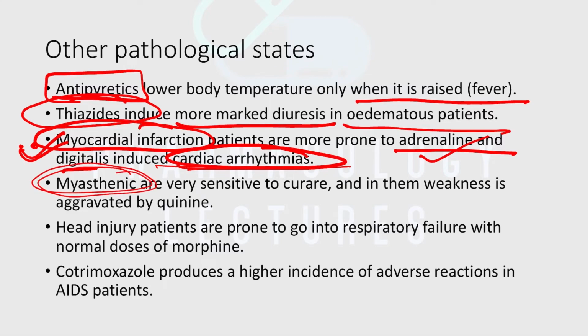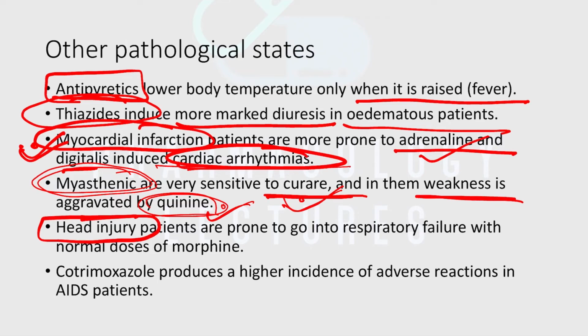Myasthenia gravis is a condition which affects the muscles, where muscle becomes less responsive. So myasthenic patients are very sensitive to muscle relaxant drugs like curare, and their weakness may get aggravated by the use of drugs like quinine. Curare is actually a muscle relaxant medication. Quinine is an anti-malarial drug, but it has a side effect of muscle relaxation as well. So if we use this drug in a condition where there is already relaxation of muscle and muscle is not working properly, then the condition will worsen.